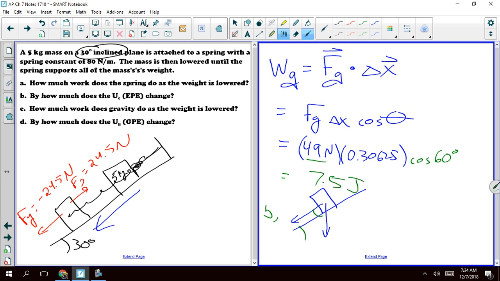And I realized this very instant, and unfortunately I think I've already erased it, that a minute ago when I found the elastic potential energy and the change in elastic potential energy, those should have been 3.75, not 7.5. I copied the numbers down wrong. Okay, so here's my work done by gravity.